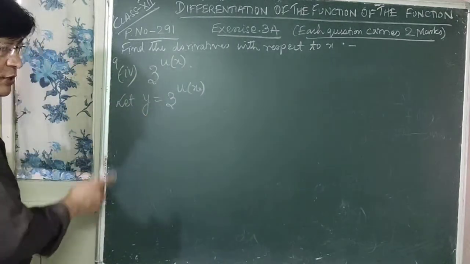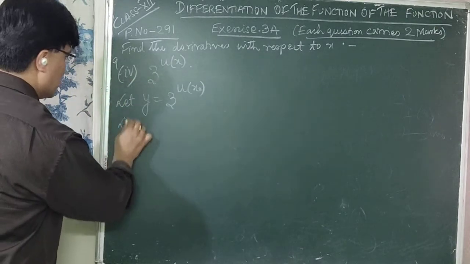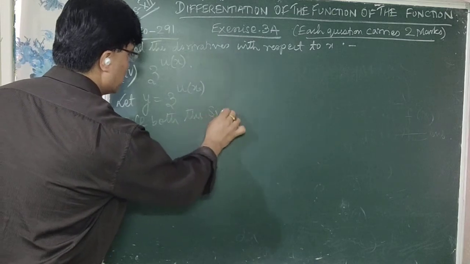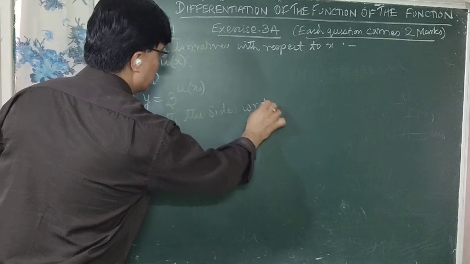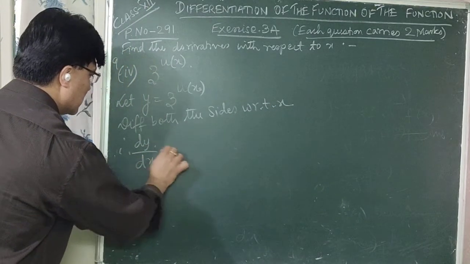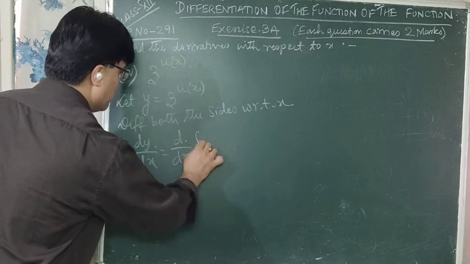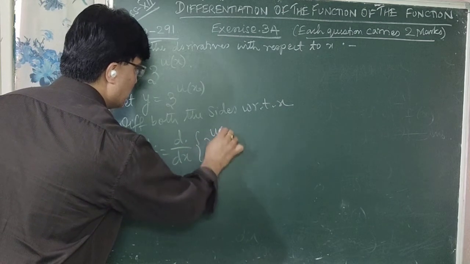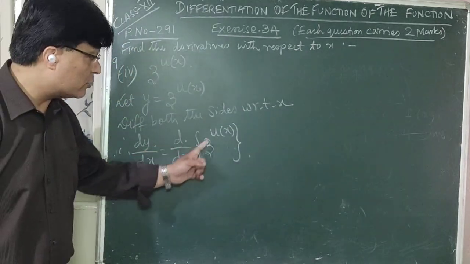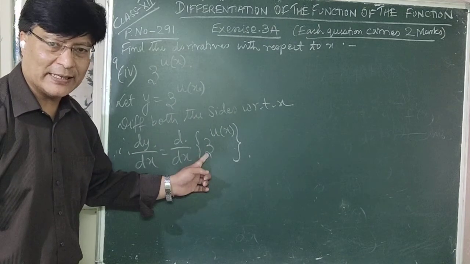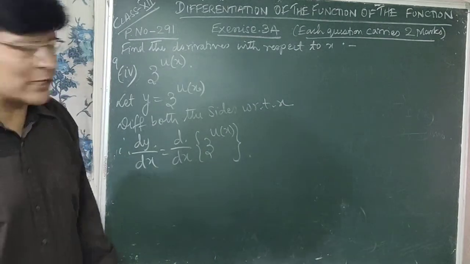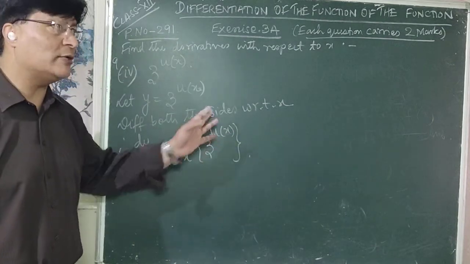Let y is equal to 3 to the power u of x. So write down differentiating both the sides with respect to x, right? So therefore dy by dx is equal to d by dx of, within second bracket, 3 to the power u of x, right? So you should take the differentiation of 3 to the power u of x. 3 is constant, you should take it as a, and u of x is the variable, you should take it as a to the power x. So which function is assumed as x? U of x. So this is your a to the power x.